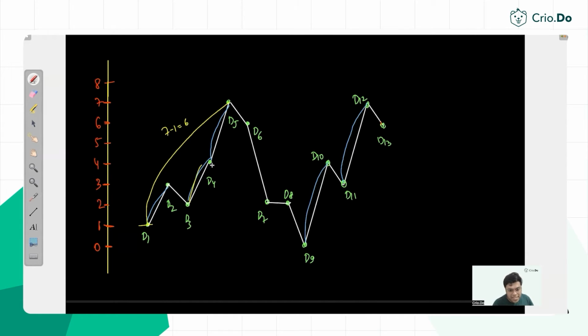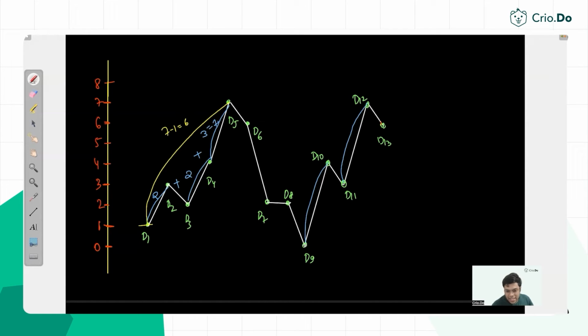But what about these 3 blue transactions? If we talk about these 3 transactions, it will be 3 minus 1, 2 profit, 4 minus 2, again 2 profit, 7 minus 4, we can say 3 profit. Total profit will be 2 plus 2 plus 3, which is 4 plus 3, 7. So 7 profit versus 6 profit. Obviously 7 profit is better. Same here for the second hill.